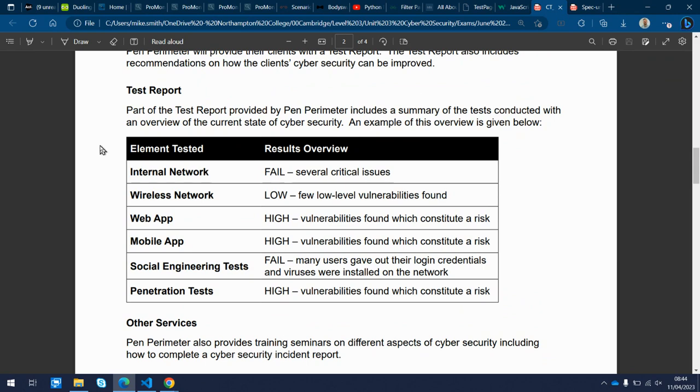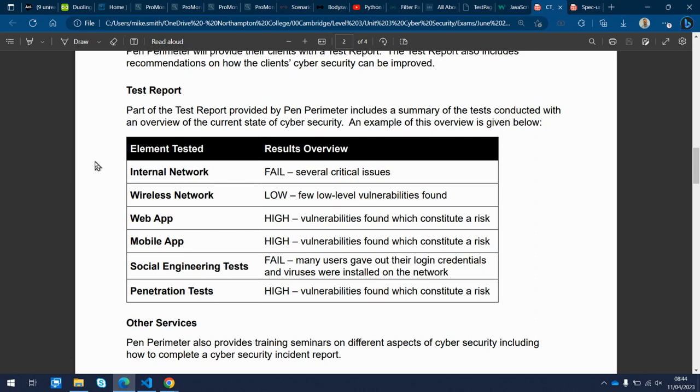So it gives us an example, like a section of one of these test tables here. This is just an overview. The full test report will be in a lot more detail than this, and it will go down into each of the individual elements that were tested and what the result of that test was. So this is just an overview of the whole thing. What we can see here, they tested the internal network. There were some fails on that, some critical issues. Critical issues means you need to deal with those straight away because they're going to be really problematic for you.